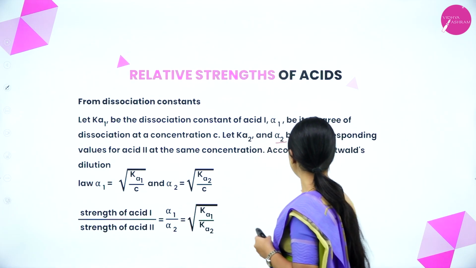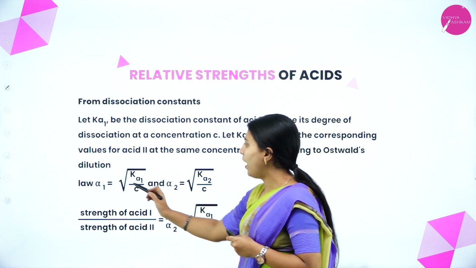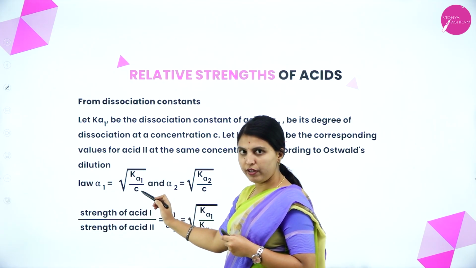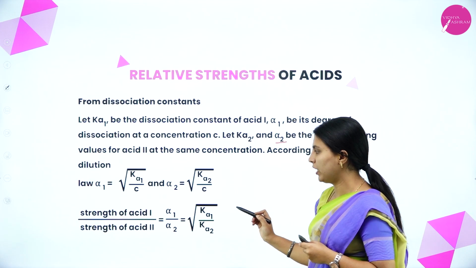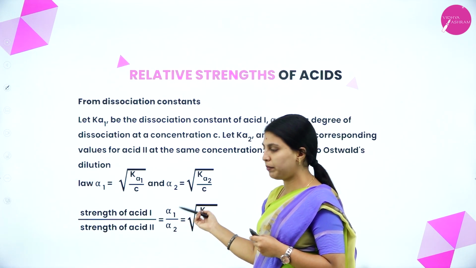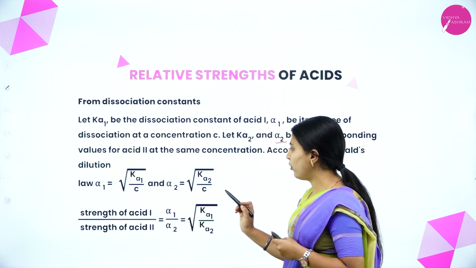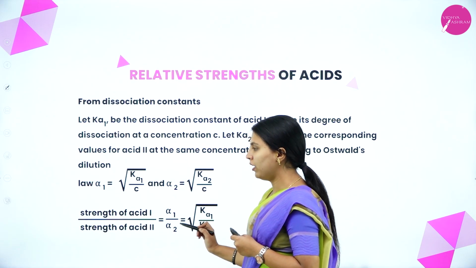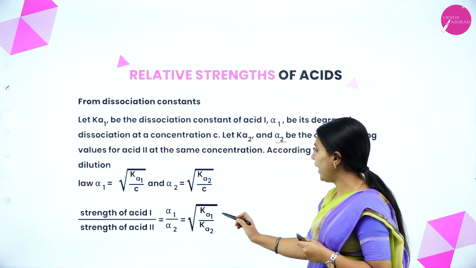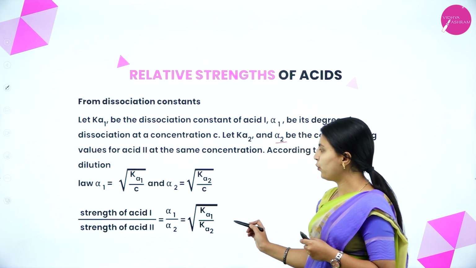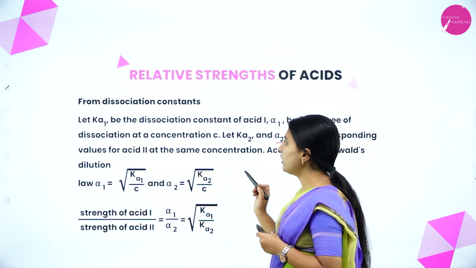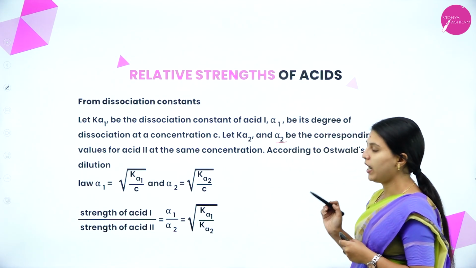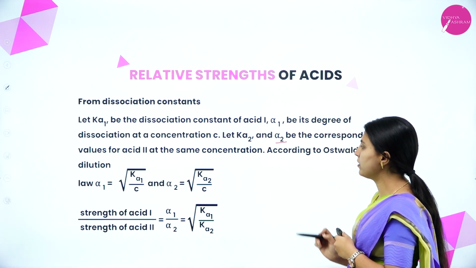By using Ostwald's law of dilution, alpha 1 equals root of Ka1 by C and alpha 2 equals root of Ka2 by C, for the strength of acid 1 divided by the strength of acid 2. Then alpha 1 by alpha 2 will be root of Ka1 by Ka2. This C will get cancelled. This is the formula to use for relative strength of acids if two acids are there.